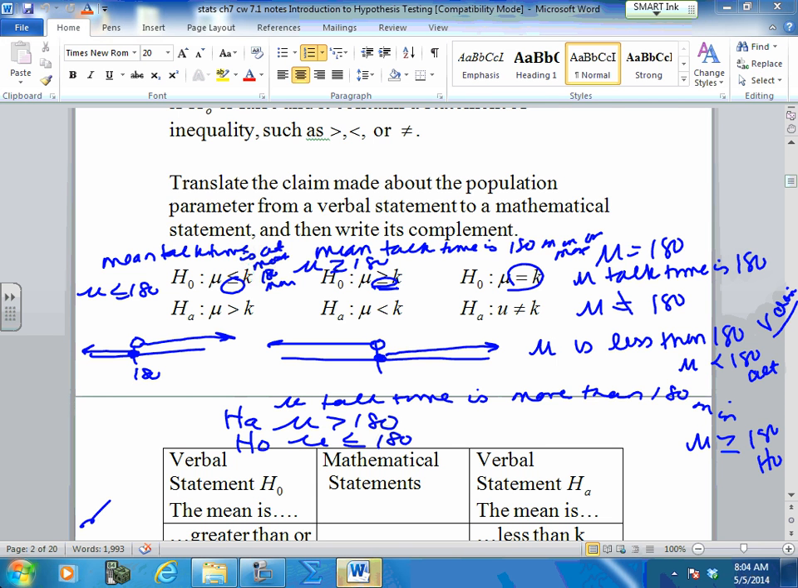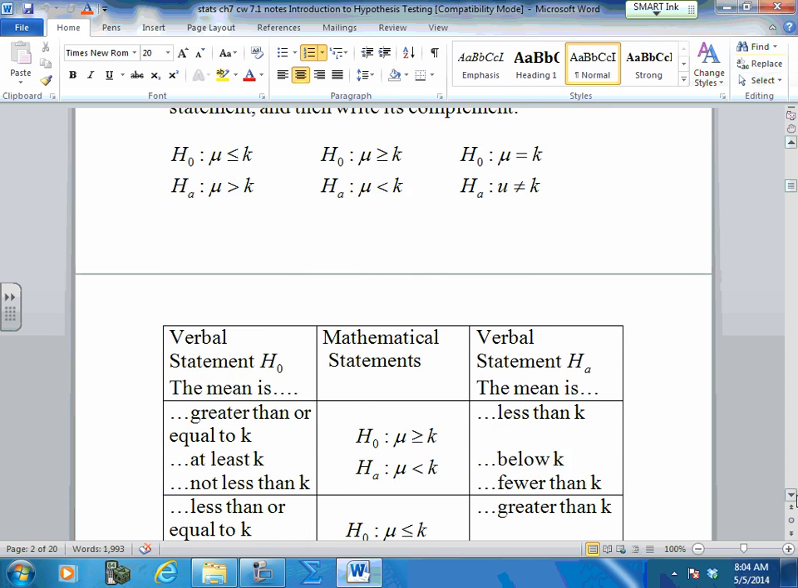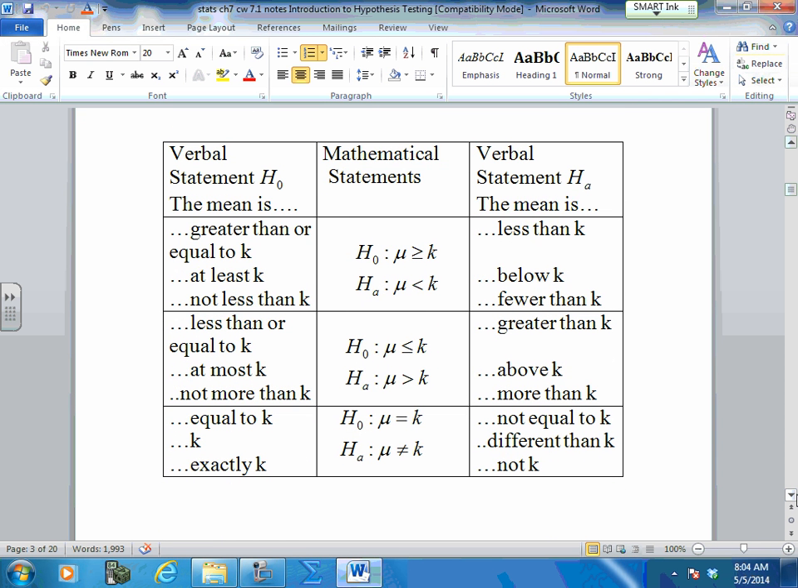Now, just to get you looking at alternatives, here's a good statement, and I think I put this on your note page. Did I? Yeah. Just some keywords that you see associated with this. When it says greater than or equal to, there's a greater than or equal to. At least, greater than or equal to. Not less than, greater than or equal to. These are all for your H0s.